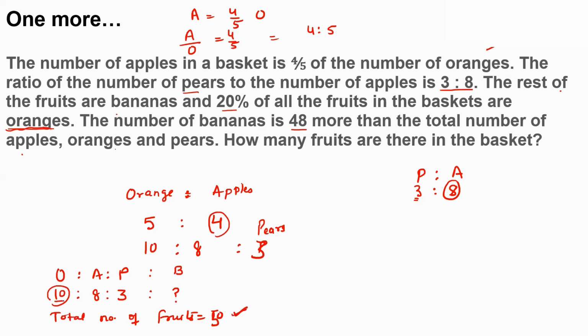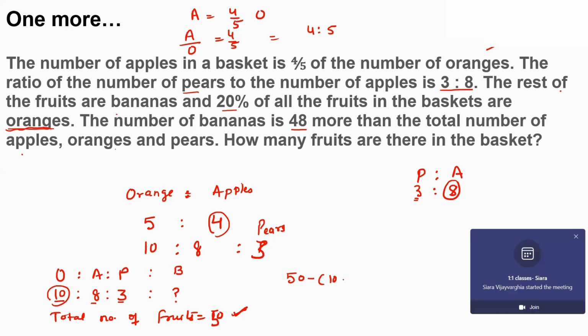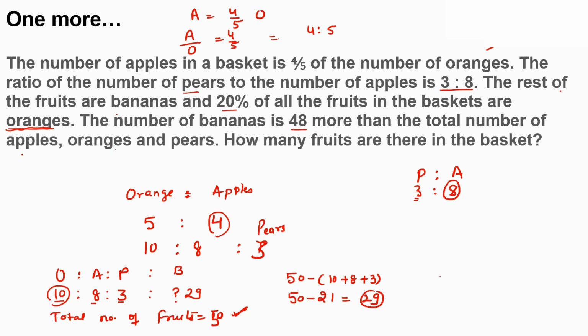Now oranges are 10, apples are 8, pears are 3. What is the number of bananas then? It will be 50 minus (10 plus 8 plus 3). Correct? So it will be 50 minus 10 and 8, that's 18. 18 and 3 is 21. So it means 29 will be my number of bananas. Correct?